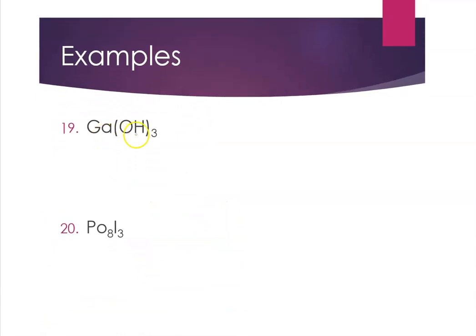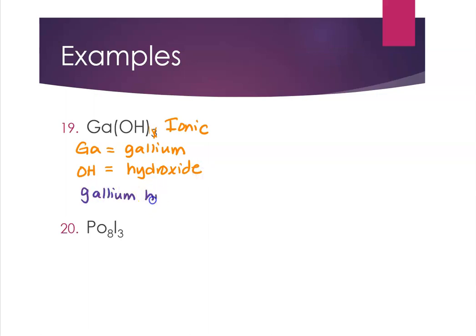All right, let's look at some more here. I have Ga(OH)3. Ga is not NH4. Ga is gallium, which is a metal, so this is ionic. So Ga and then OH. Again, I also know it's ionic because I have this in parentheses. Again, I don't care about that 3 because it's ionic. Ga is gallium and OH is hydroxide. You can find that on our formula sheet. So this is gallium hydroxide.